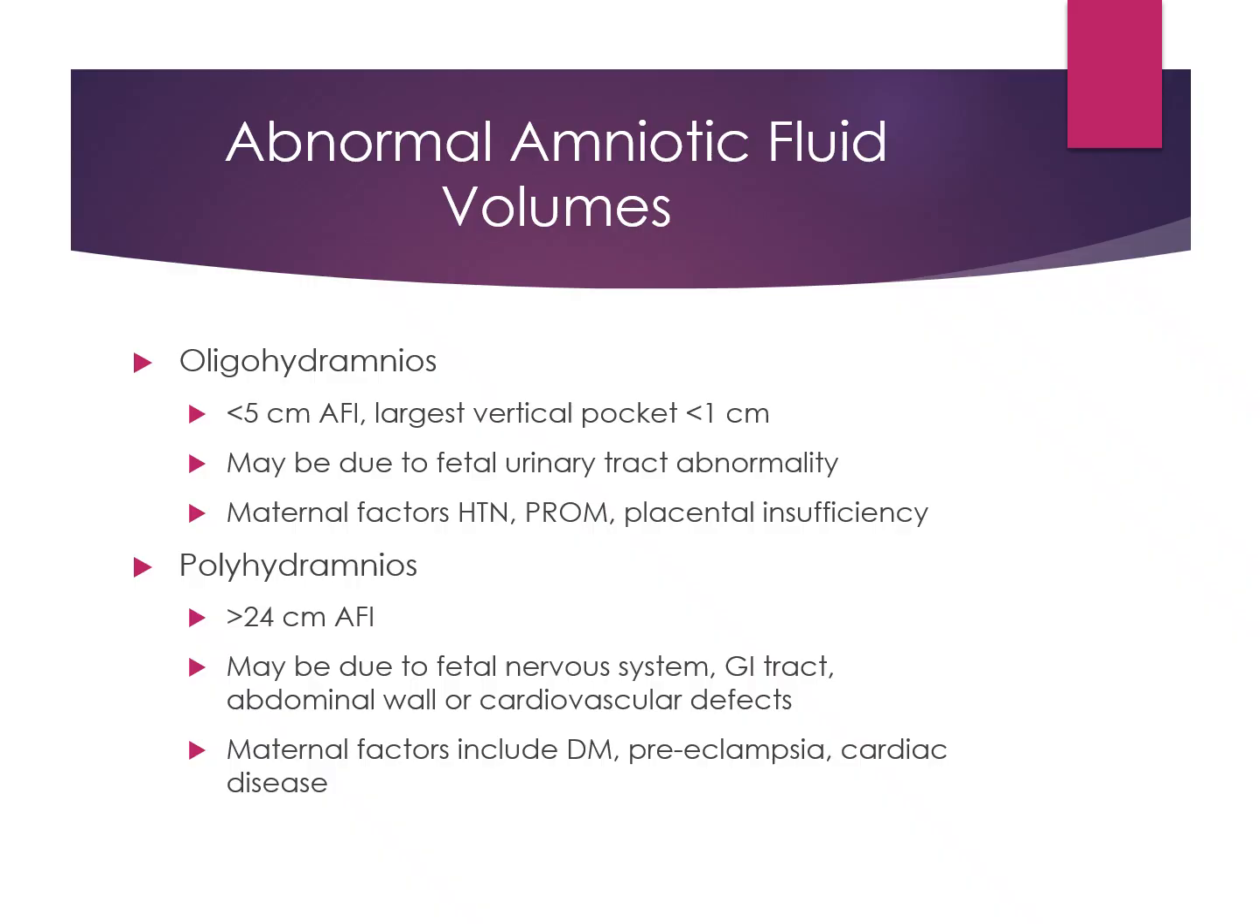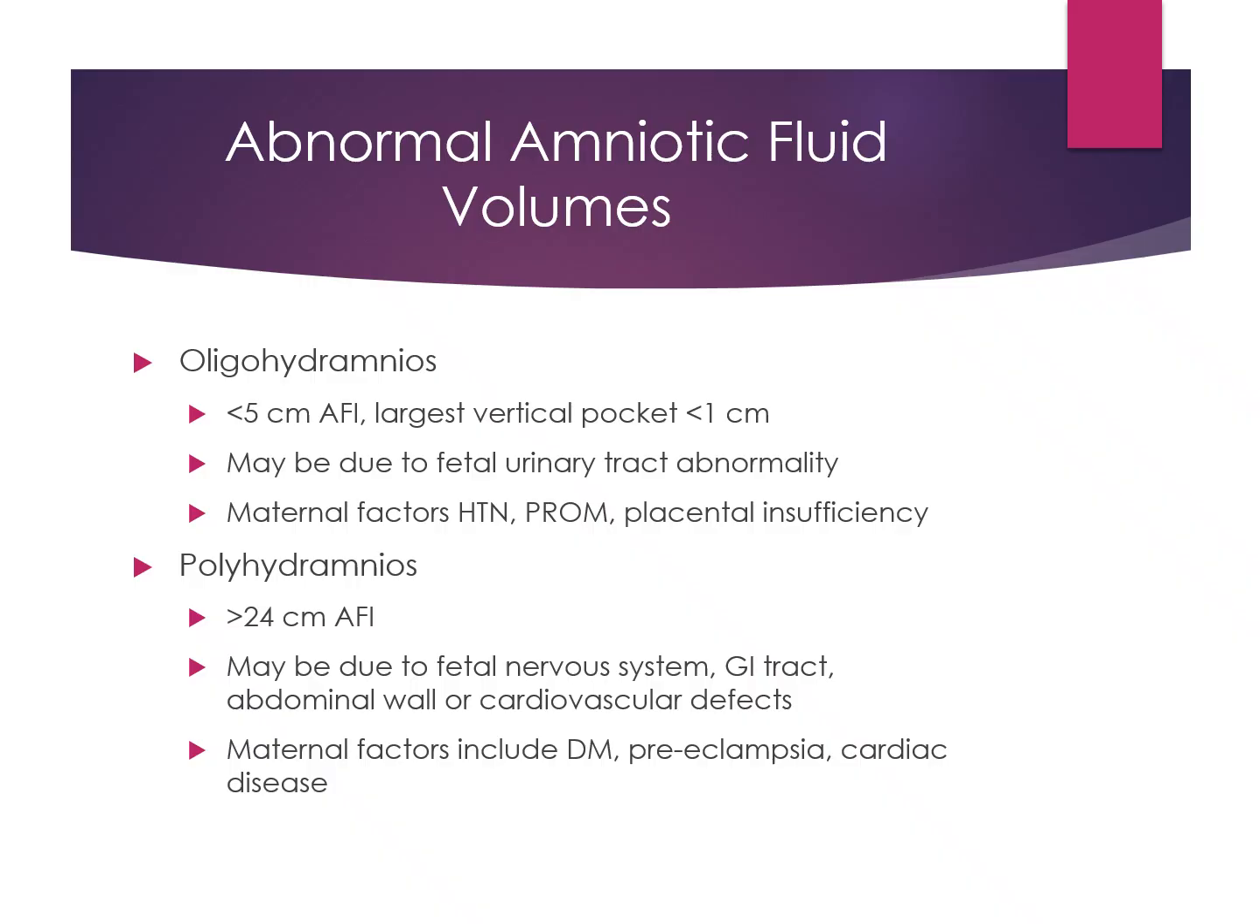Then on the flip side, we can have too much fluid. So polyhydramnios is when we have an AFI of greater than 24 centimeters. We're not going to do the largest vertical pocket here because we could have a pocket that's small in one spot that wouldn't add up to make that 24. So just notice that with polyhydramnios, we're not going to use the single largest vertical pocket.